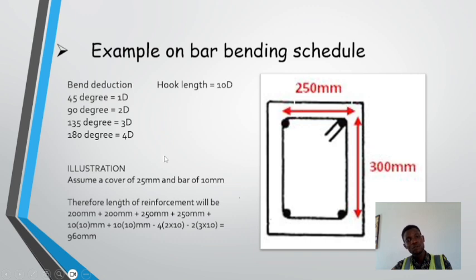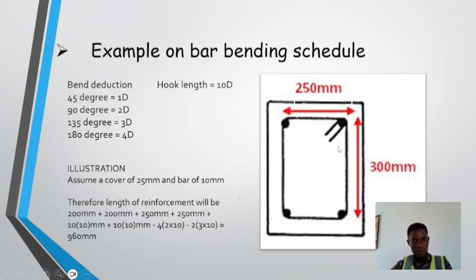So one thing you should know, one of the formulas you should know in bar bending schedule, are the bend deduction formula and the hook length formula. So we call it hook length. I'm going to explain everything with this diagram here. I hope you can see it.